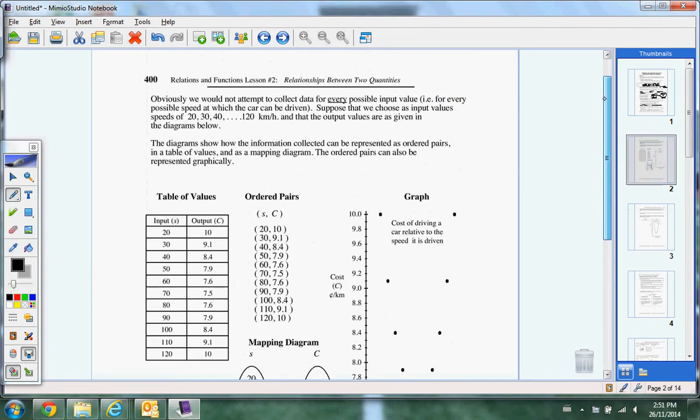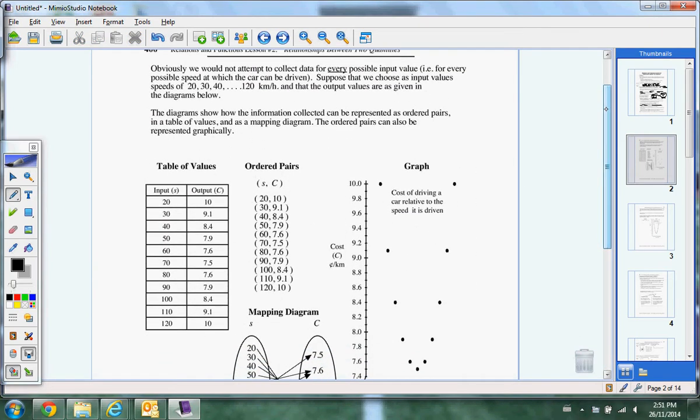Obviously we would not attempt to collect the data for every possible input, especially on a continuous one, because there'd be infinite things to try. We don't want to try an infinite amount of things. Suppose we choose input values of 20, 30, 40, up to 120. So there's my table, with 7 values.